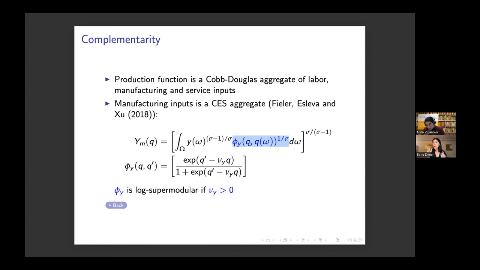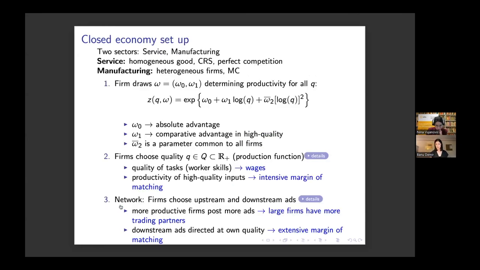And which parameter governs that? It is new Y. We are not restricting the value of new Y for now. This is something that we will be estimating structurally later on. But if it is positive, then this phi function becomes log supermodular. In other words, as I said, the marginal product of high quality inputs will be increasing with the quality of the output. So this is the first important ingredient.